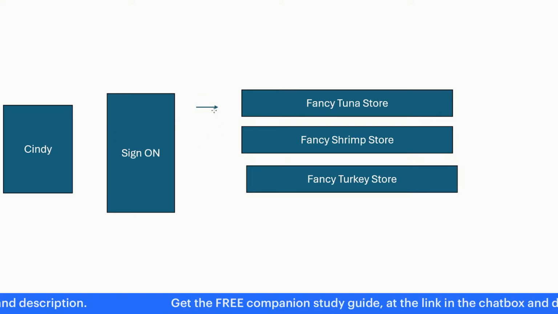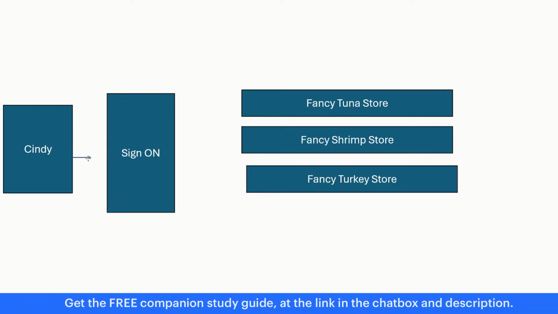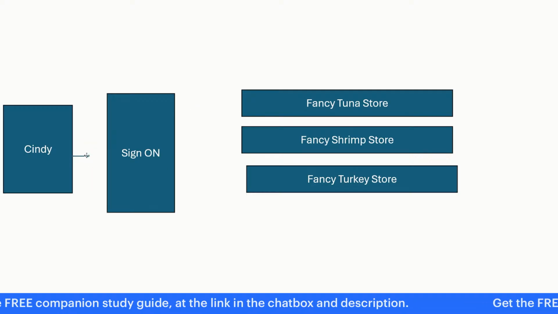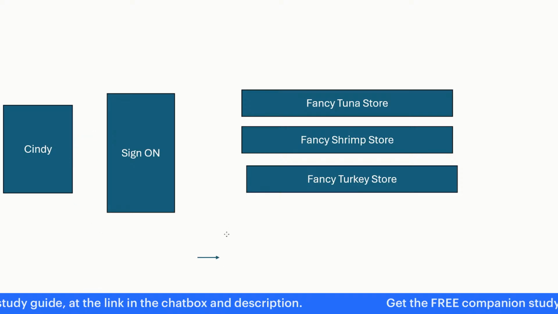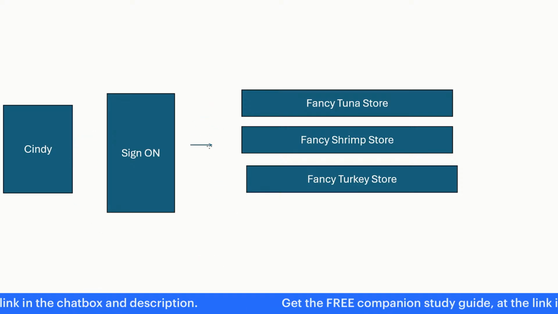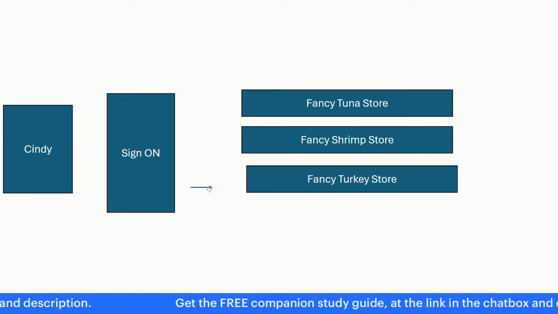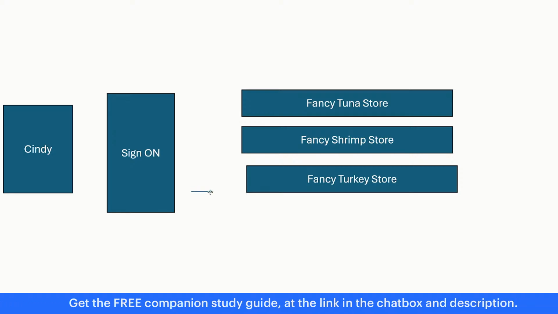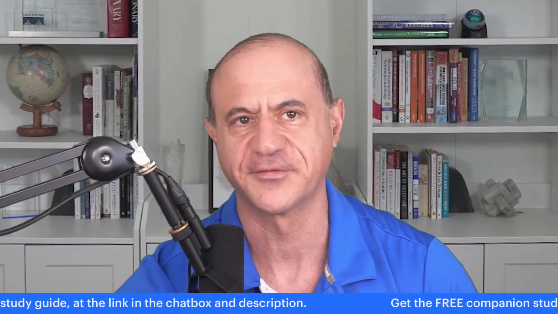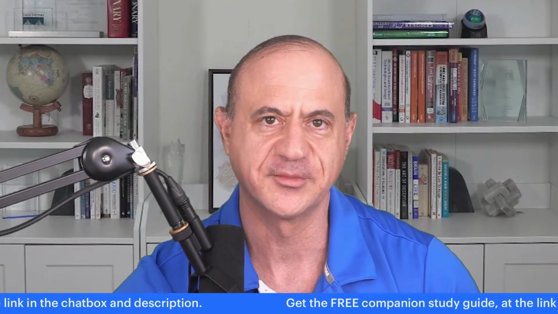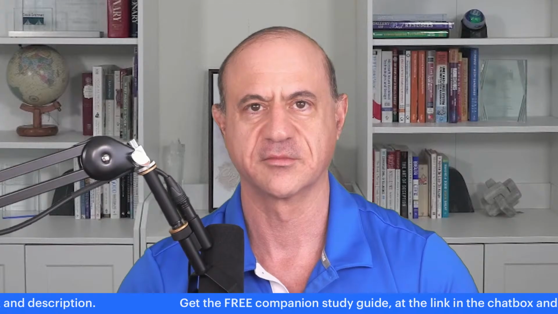And because Cindy doesn't have fingers, she has paws, it's pretty hard for her to sign on to the system in the first place. So she likes signing on once, and then she gets her tuna, her shrimp, and her turkey. So that's why we use single sign-on. It makes it easier for our users, and it protects them from doing scary things.